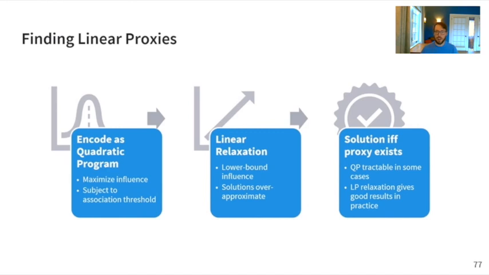So for the quadratic program, it has a solution if and only if a proxy exists in the model. But for the linear relaxation, we might find a solution even if there is no proxy. But if we don't find a solution, then we know for certain that there is no proxy in the original model. And in most cases, the results of our experiments demonstrated that the linear relaxation is more than good enough to get useful results in practice.